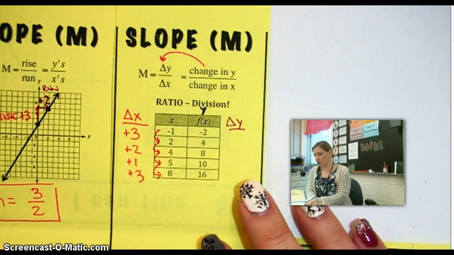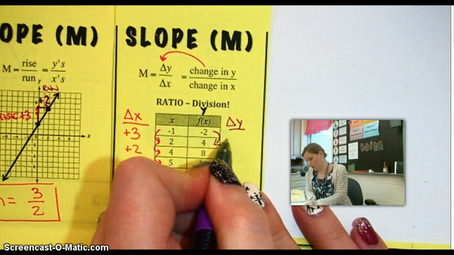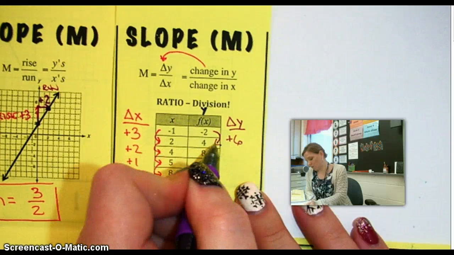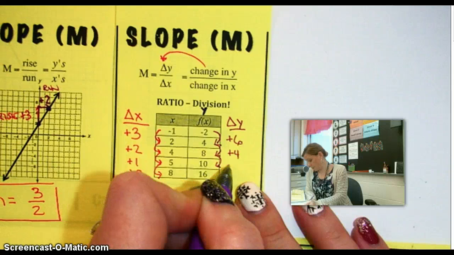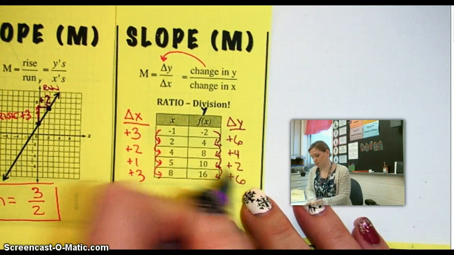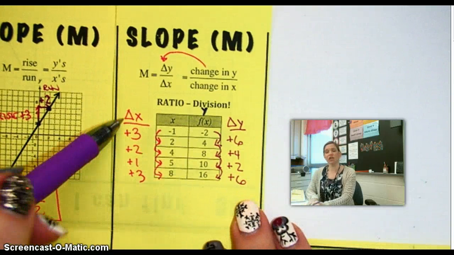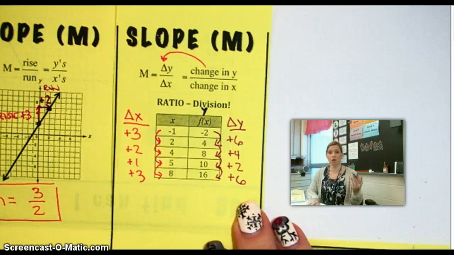Now, how do we go from the changes of our y's? Well, how do we go from -2 to positive 4? That'd be a positive 6. How do we go from 4 to 8? Positive 4. 8 to 10, plus 2, and from 10 to 16, plus 6. So what we just got done doing is we found all the changes in the x value and all the changes in the y to go from one x to the next x, one y to the next y. So how does this work with slope?